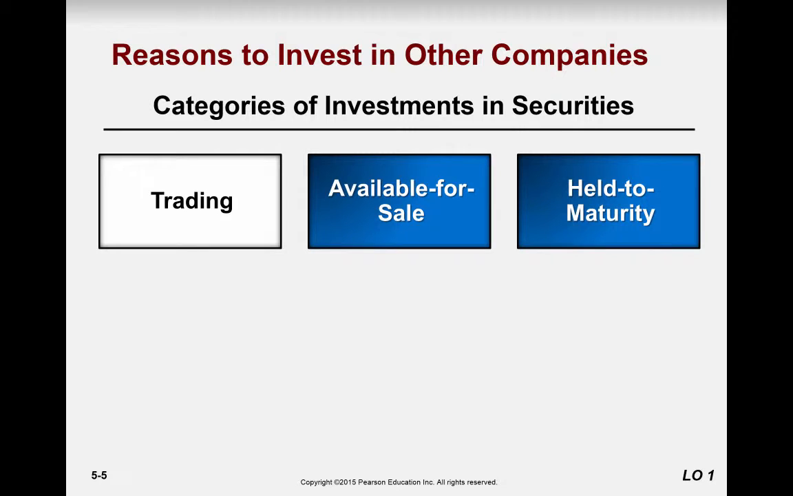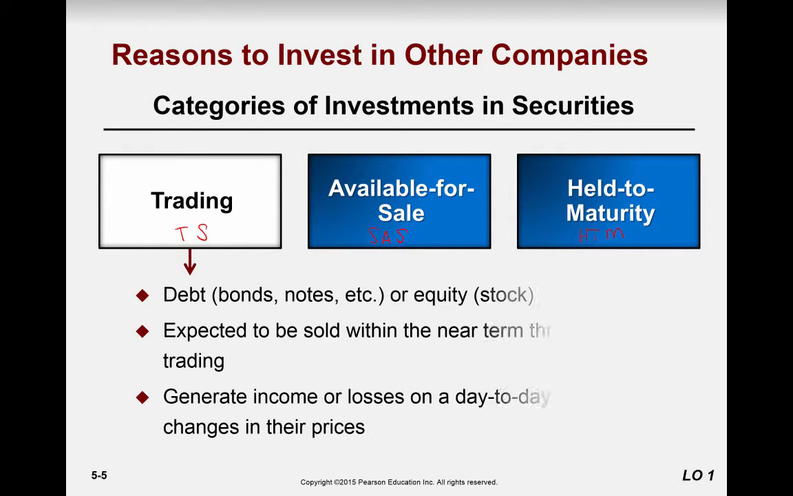So some of the categories of these investments, we have trading securities, we have securities available for sale, and we have held to maturity. So make sure you have these in your Excel workbook: trading securities, securities available for sale, and held to maturity. So trading securities are usually some debt or equity, and it's really near term, so they're going to be active, and hopefully they generate income, not losses, on a day-to-day basis because of their fluctuating prices.